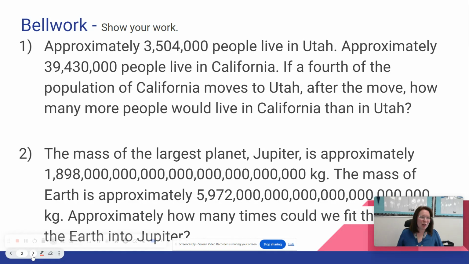Okay, so we have a little bit of math to do. First, we have to decide, are we going to add, subtract, multiply, or divide? Well, I need to know what is a fourth of the population of California. Of means multiply. So there was our first one. So we're going to take that population of California. I'm going to use my calculator because I can't do this in my head. If you can do it in your head, amazing. Good for you.